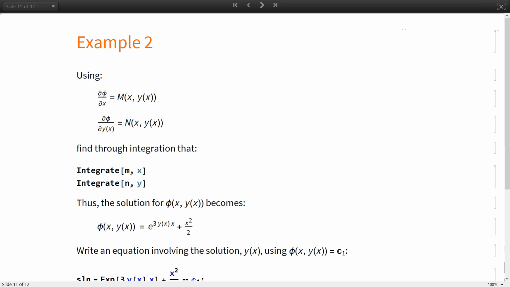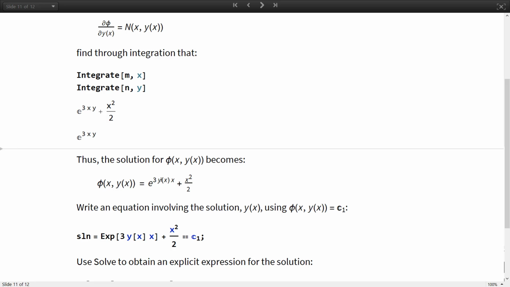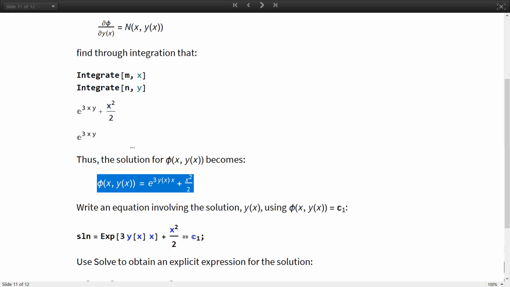We know that the equation is exact, so we know that the partial derivative of the auxiliary function with respect to x equals the m function, while the partial derivative of the auxiliary function with respect to y of x equals the n function. To find the auxiliary function, integrate the m function with respect to x and the n function with respect to y of x. There is no function dependent only on y in the result from the second integral. Therefore, the auxiliary function is the sum of the e to the 3xy term common in both results, plus the x squared over 2 term from the first integral.